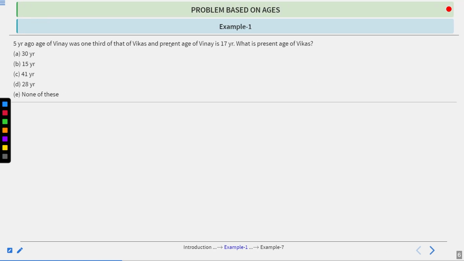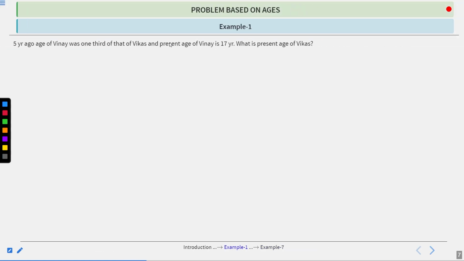Now see the example. First one is: 5 years ago, the age of Vinay was 1/3 of that of Vikas, and the present age of Vinay is 17 years. What is the present age of Vikas? You have 5 options. A is 30, B is 15, C is 21, D is 28, E is none of these. Now see the solution.